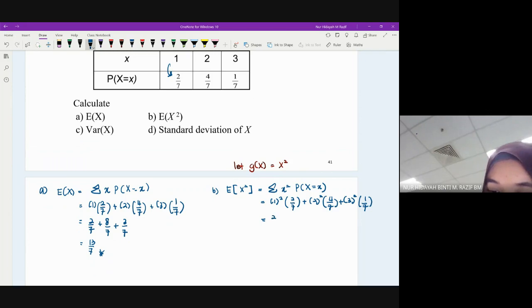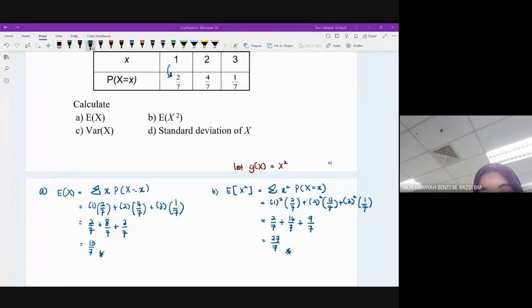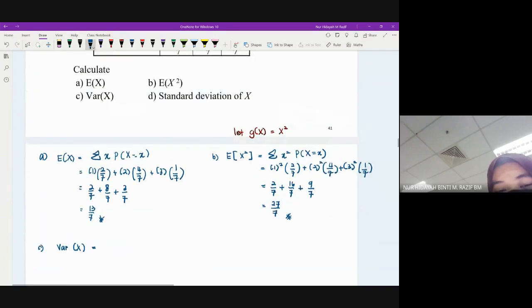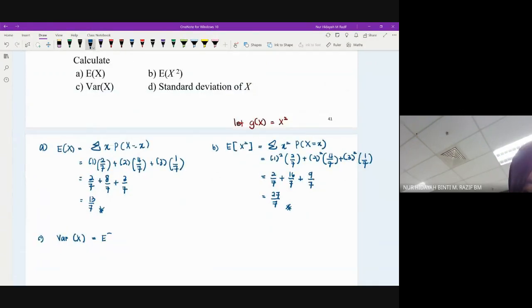So what I'm going to get here adalah 2 over 7 plus 2 kuasa 2 adalah 4. So 4 darab 4 dapat 16 over 7 ditambahkan dengan 9 over 7. So this one is equal to 27/7. So that is the expected value of X kuasa 2. Okay, so selesai yang situ. Now kita tengok soalan ini, kita diminta untuk cari nilai C, yang mana C is to find the variance of X. So remember the formula untuk variance of X is equal to the expected value of X kuasa 2 ditolakkan dengan expected value of X semua sekali kuasa 2.